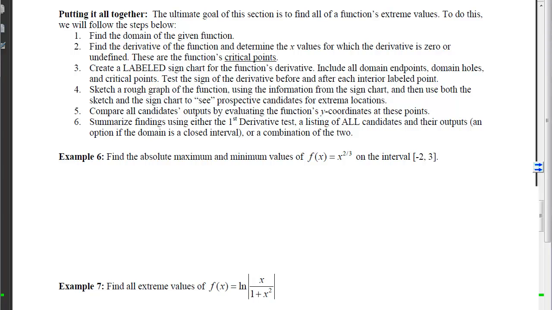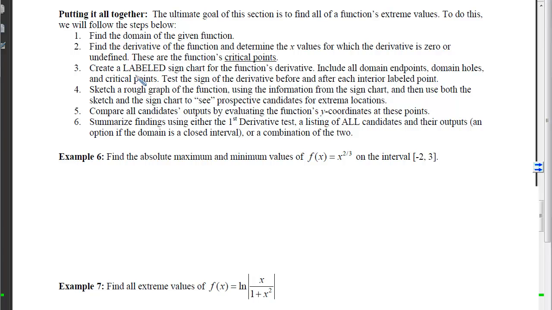And if we do this every time, we will always be able to find the locations and the extrema for any function. The first thing we do is find the domain of the given function, because that helps us identify where we might have issues. The next thing we do is find the derivative of the function and determine the x values for which the derivative is 0 or undefined. These become the function's critical points. They are important, they are critical, because they are the only locations for interior maxes and mins.